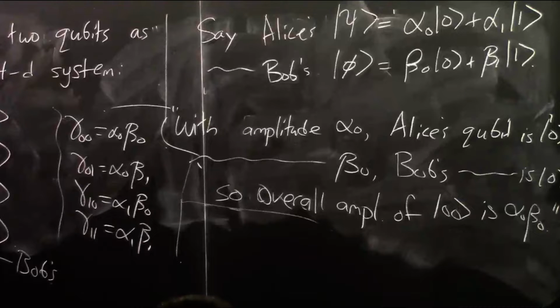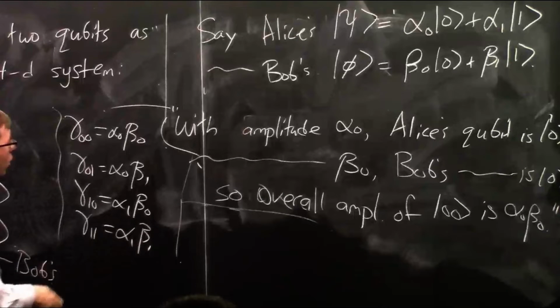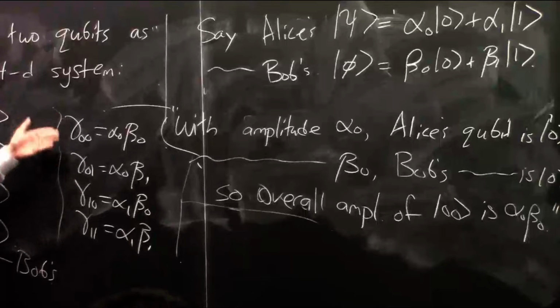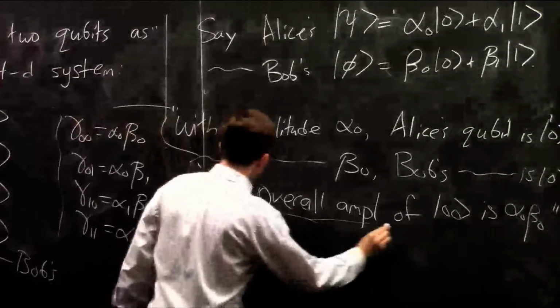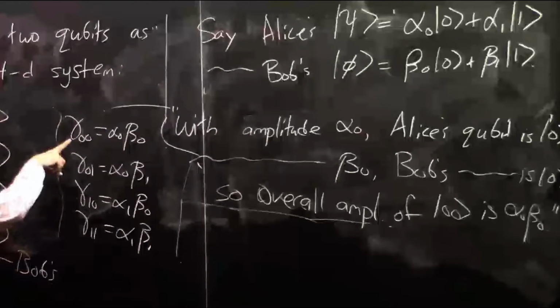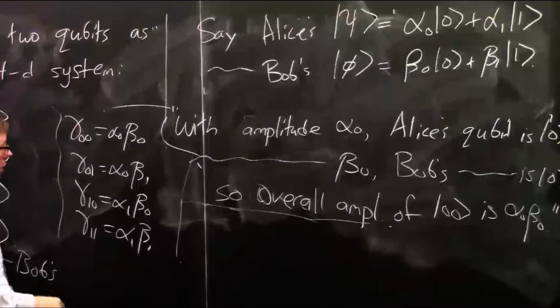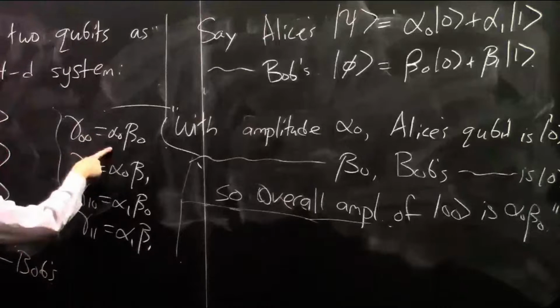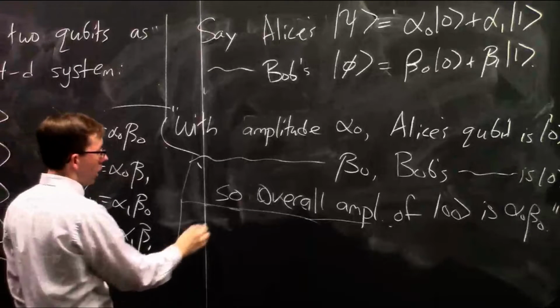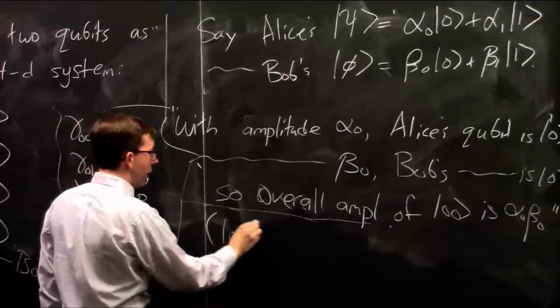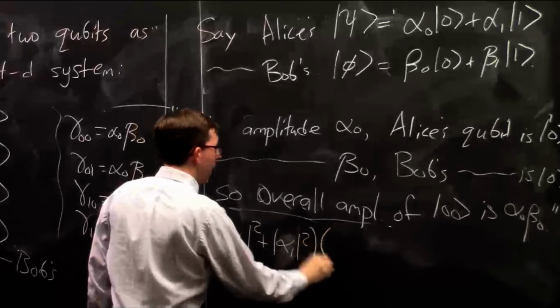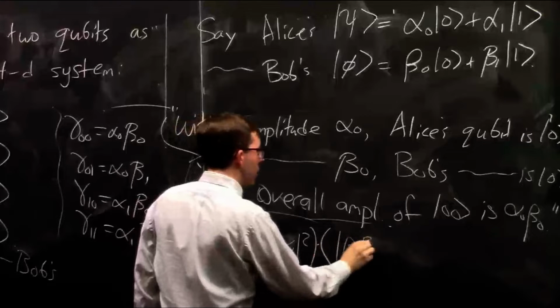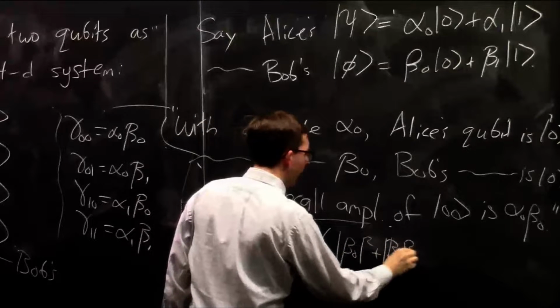And just as a little check, right? This had better be a quantum state, these four gammas, which basically means the magnitude squareds had better add up to 1. And we can check that this is indeed the case, because what is the sum of the squares of the magnitudes of these 4 numbers? Well, I claim it equals alpha 0 magnitude squared plus alpha 1 magnitude squared, times beta 0 magnitude squared plus beta 1 magnitude squared.